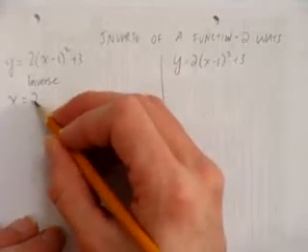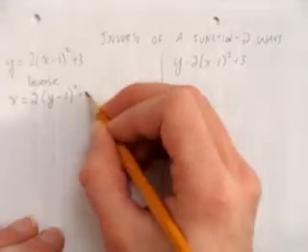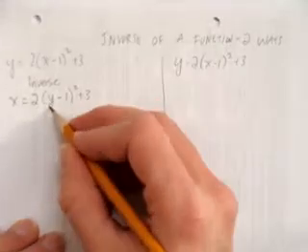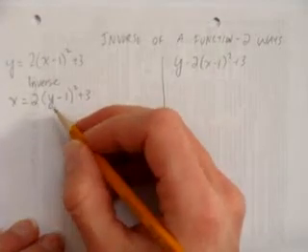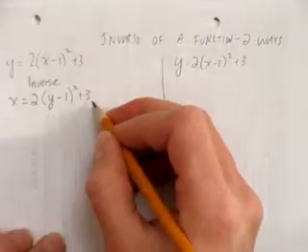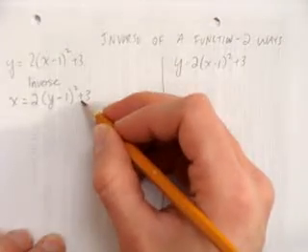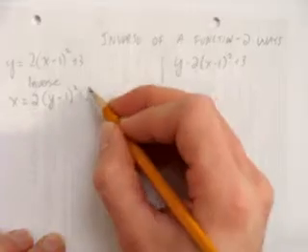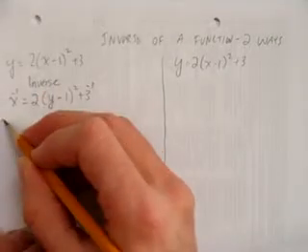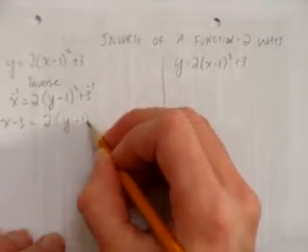I will take the equation, and by definition of an inverse, I'll just switch the location of the x and y's. And now my goal is to get y by itself. I do that by inverse operations, doing everything that's happening to the y in the opposite order and in the opposite sign so that I can get y by itself. It starts with getting rid of this plus 3. I'll take away 3 both sides. I get x minus 3 equals 2 times y minus 1 squared.